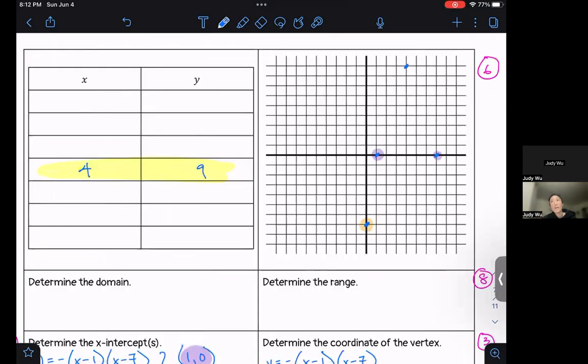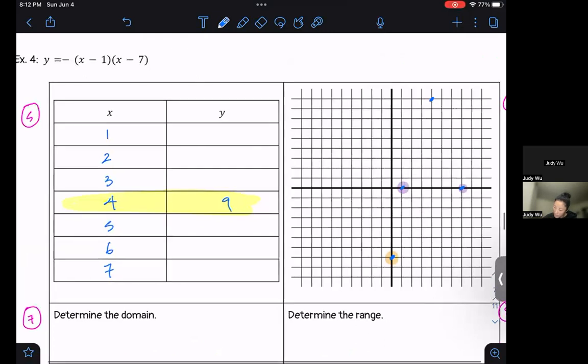Okay, so now we want to count up from 4, so 5, 6, 7, and we want to count down from 4, 3, 2, 1. Okay. All right, I'm going to go ahead and plug in 5 for x. So 5 minus 1 is 4. And then 5 minus 7 is negative 2. So I end up with 8 here, and I should end up with 8 on the other side as well. So 8 and 8.